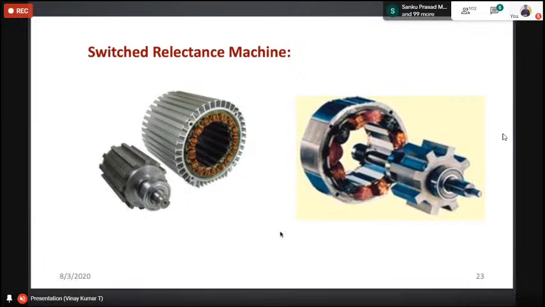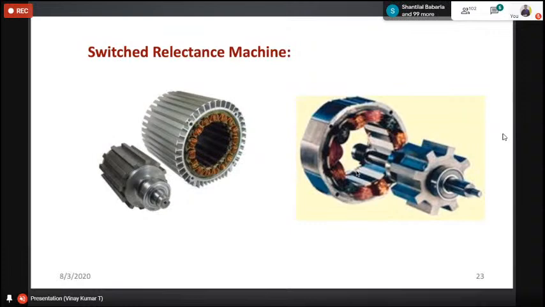So this is the diagram for the switch reluctance machine. Stator poles are projected type, rotor poles also salient type, right? No winding on the rotor side. Concentric winding is placed on the stator side. The stator winding is not distributed. So if you take concentric winding, arrangement is very easy. Replacement of the winding under damage condition is also very simple, very economical also.